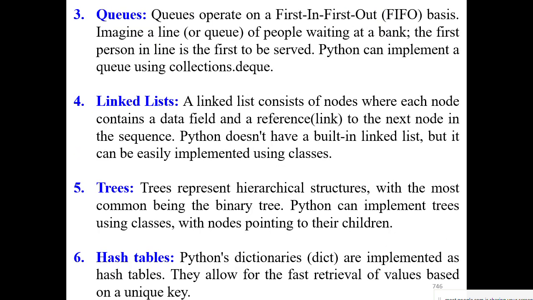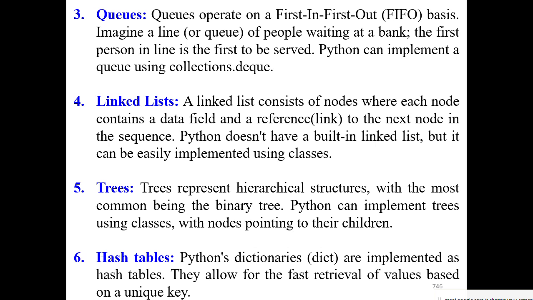Then queues are linear data structures and follow the principle first in, first out. An example is a line of people waiting at a bank. The first person in line is the first to be served. Python can implement a queue using collections.deque.